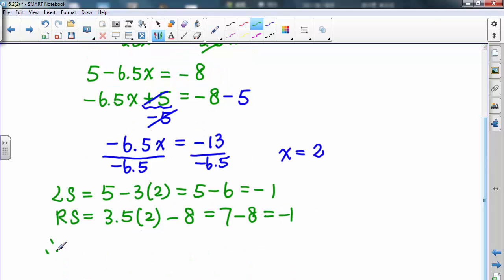Then I can draw a conclusion. x equals 2 is the correct solution for the equation.